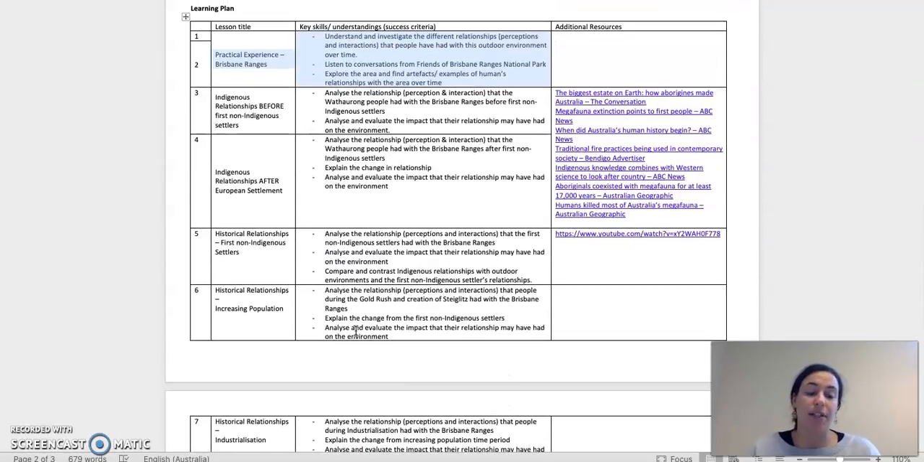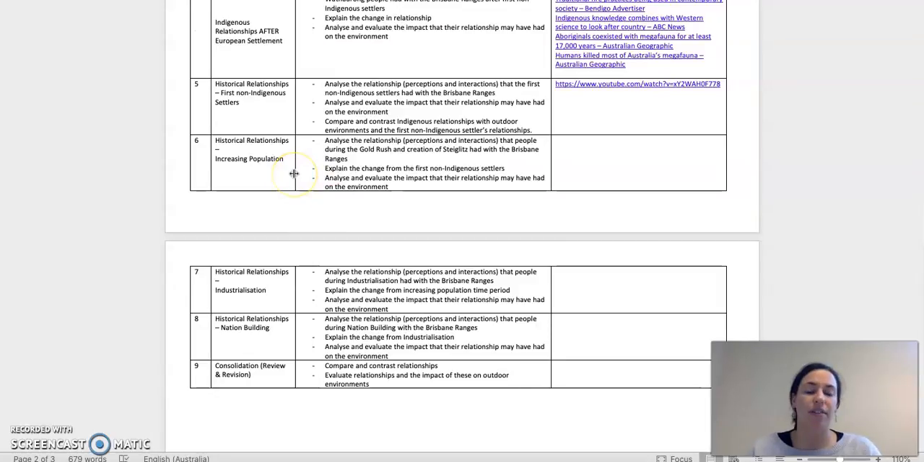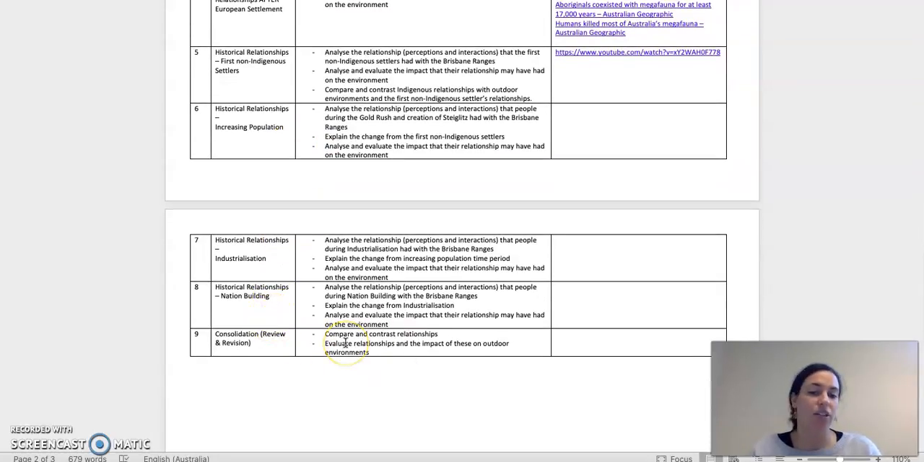The practical experience that I connect with my students for this topic is the Brisbane Rangers. We look at the Indigenous relationships, so the Wathaurong people before first non-Indigenous settlers, what it was like after, and then we move through different historical time periods. So our first non-Indigenous settlers, increasing population, industrialisation, nation building, and then a consolidation and revision here.